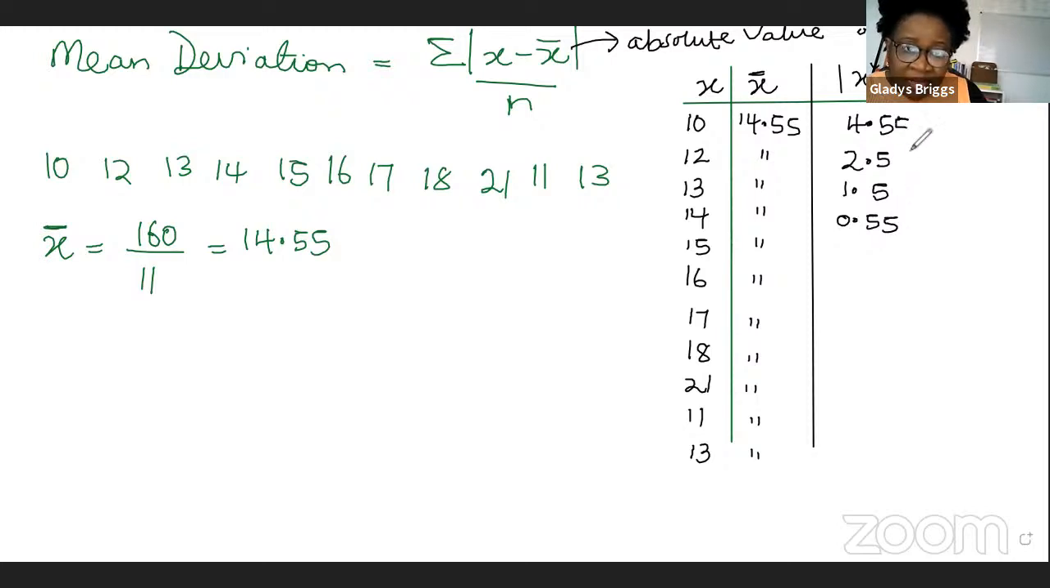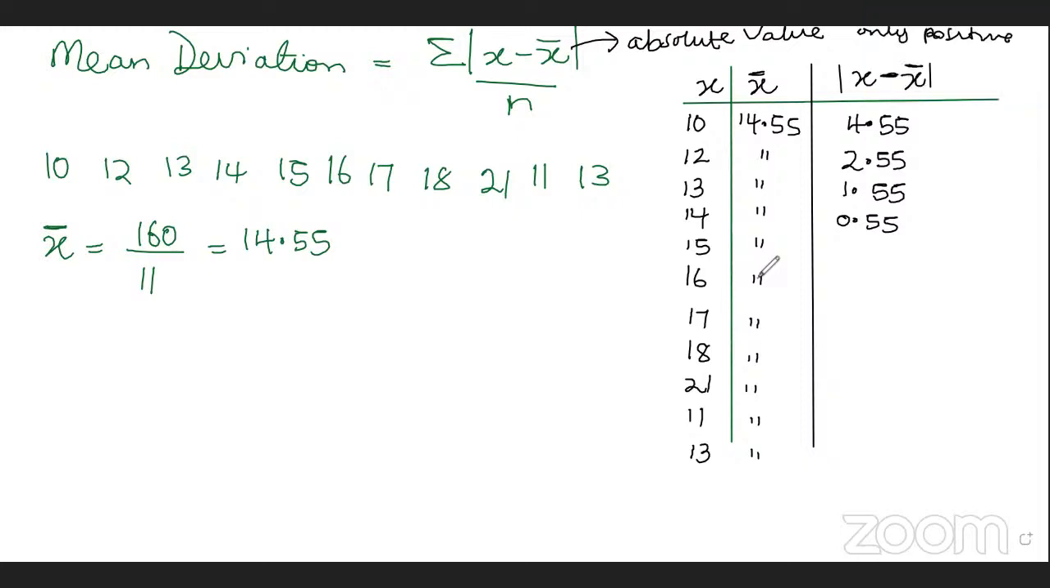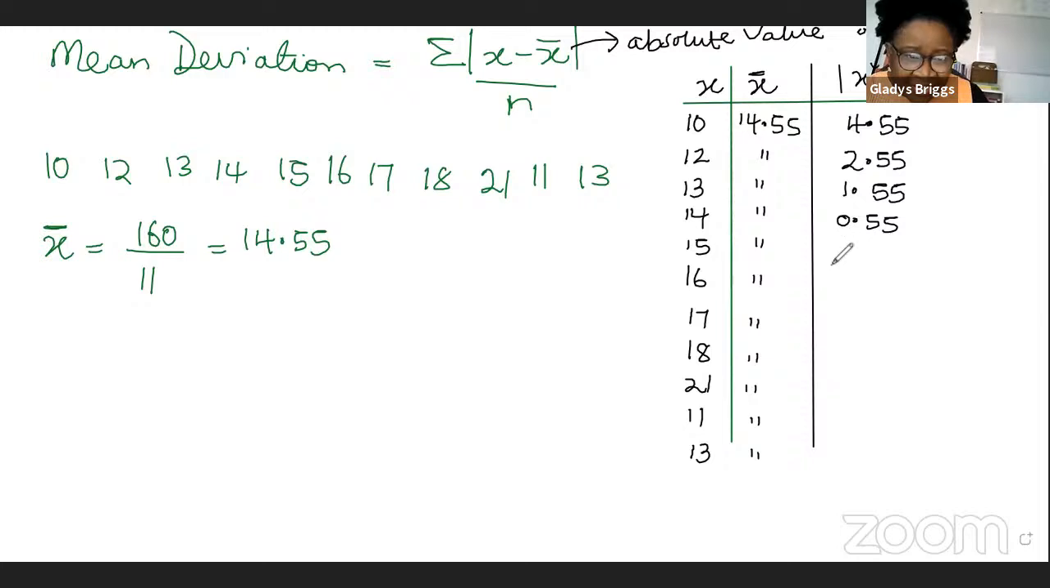I think it's 55, isn't it? 10 minus 14.55, yeah. It's 4.55, 2.55, 1.55, yeah. And 15 minus 14.55. I need to change here. 1.55. Yeah, 1.45. Check very well. 1.45. Check your calculators for me.